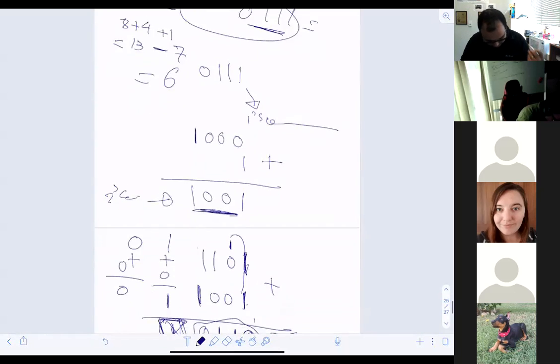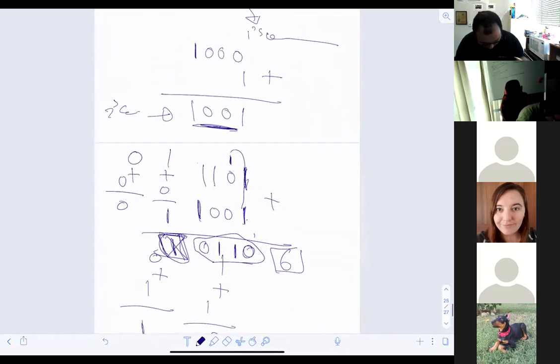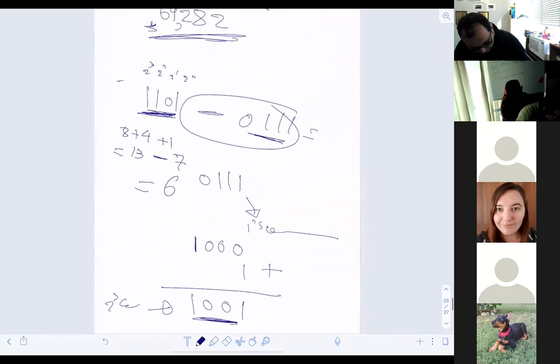Here, for instance, let's take it one by one. That's this example, right? If you say 13 minus 7, what is the value that will come out? Positive 6. Sorry, 13 minus 7 is 6, right? You're right. Positive 6, yeah.